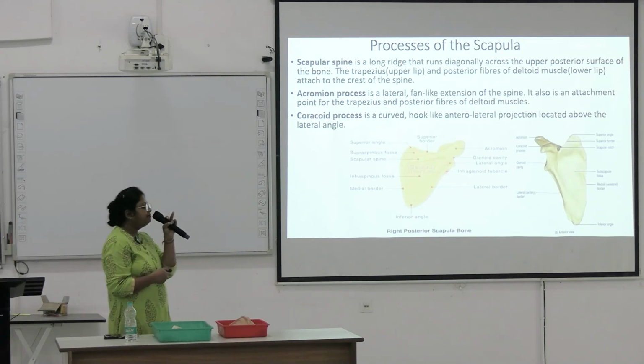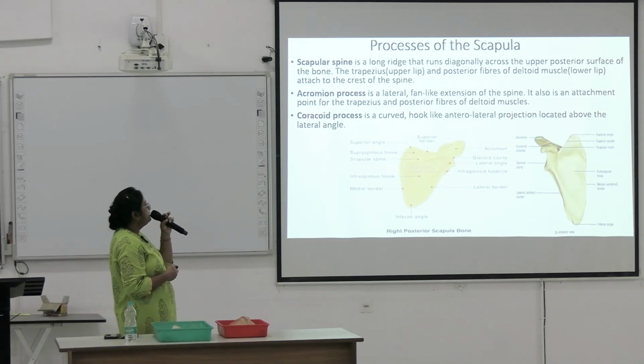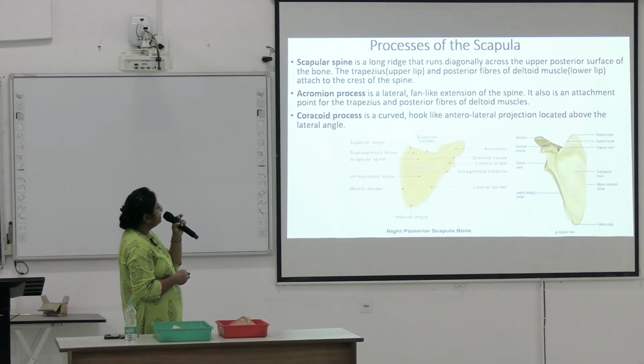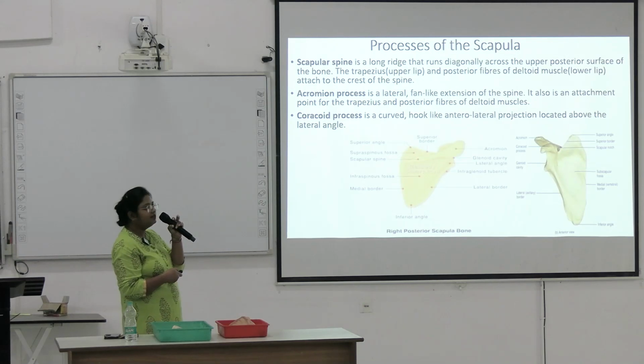Next is the acromion process. It is a lateral fan-like extension of the spine. Here, this is the acromion process, which is a fan-like extension of the spine. It also is an attachment point for the trapezius and the posterior fibers of the deltoid.